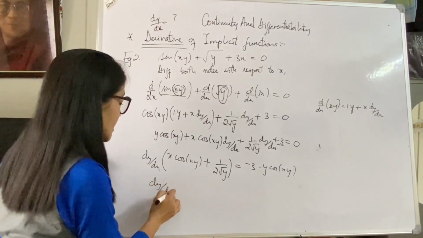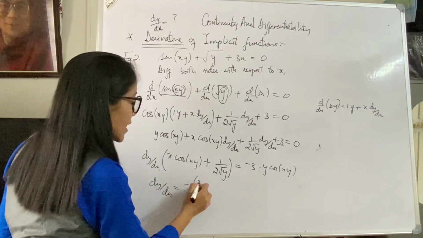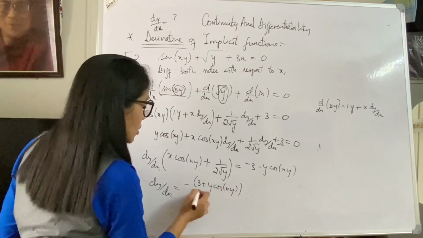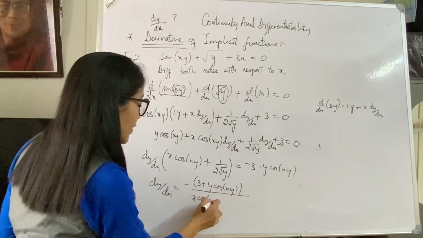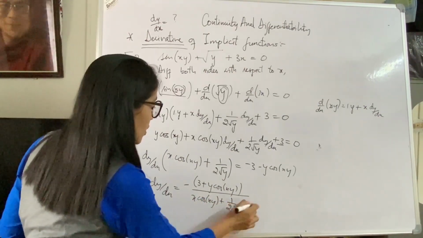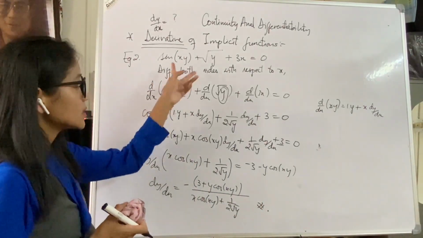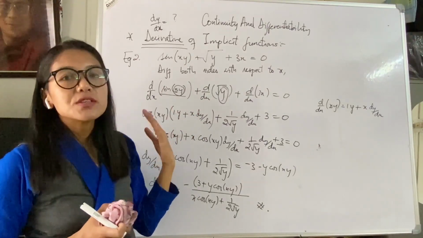Now you bring this to this side. So we have dy by dx is equal to, from these two you can take out negative common. So here I have 3 plus y cos of xy, whole divided by x into cos of xy plus 1 upon 2 root y. So this is the derivative of this implicit function. In this way you will obtain the derivative of an implicit function.